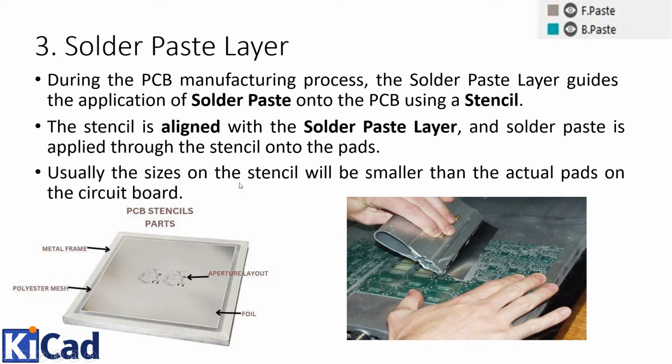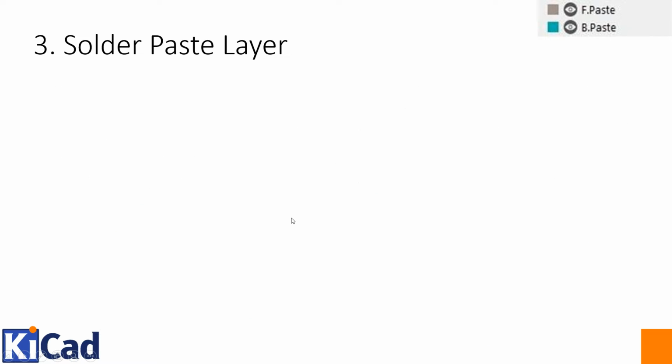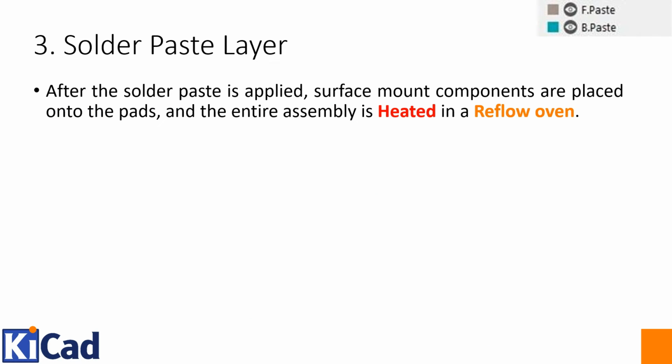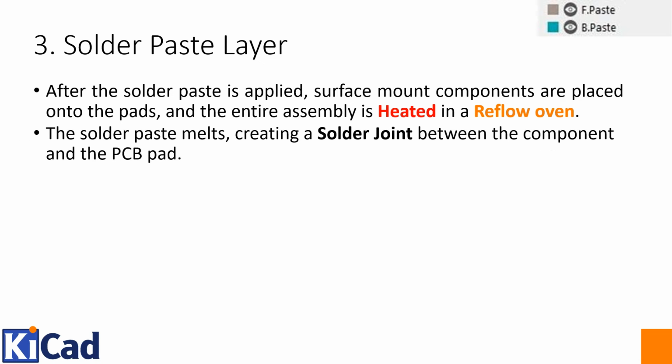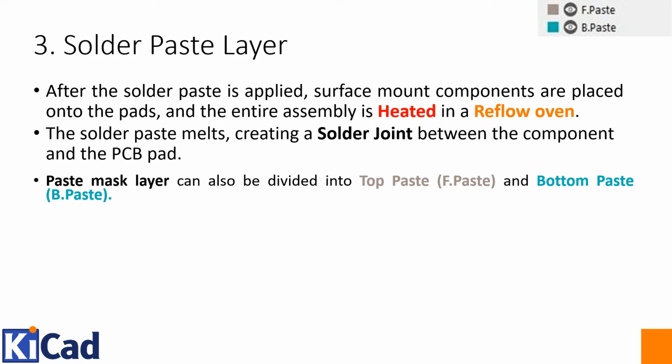Usually the size of the stencil aperture will be smaller than the actual pad on the circuit board. After the solder paste is applied, surface mount components are placed onto the pads and the entire assembly is heated in a reflow oven. The solder paste melts, creating a solder joint between the components and the PCB pad.